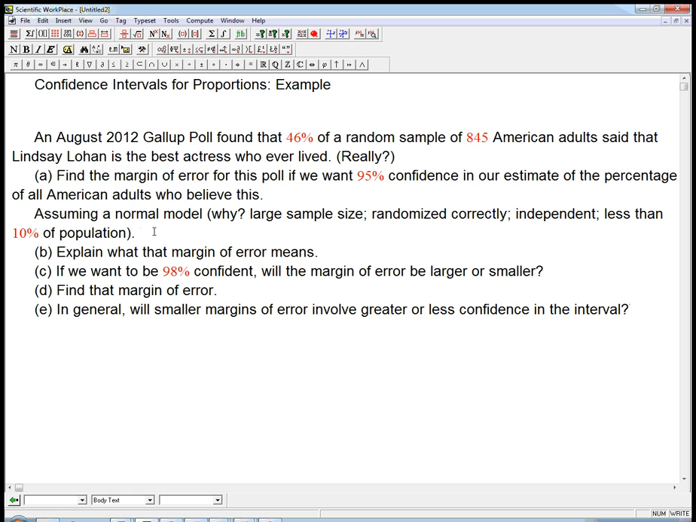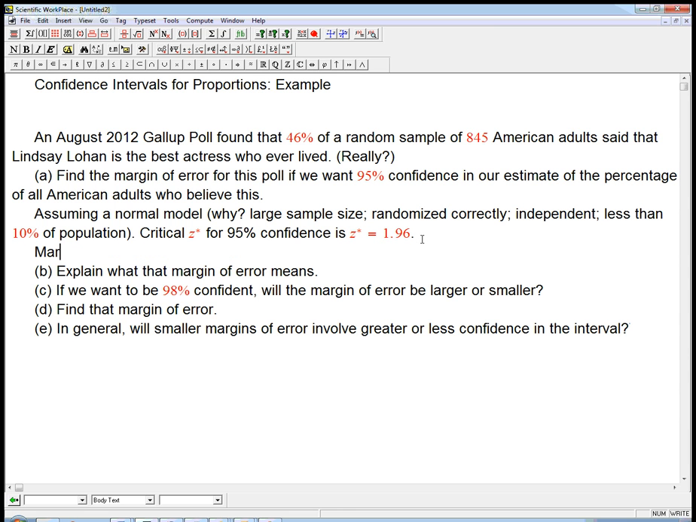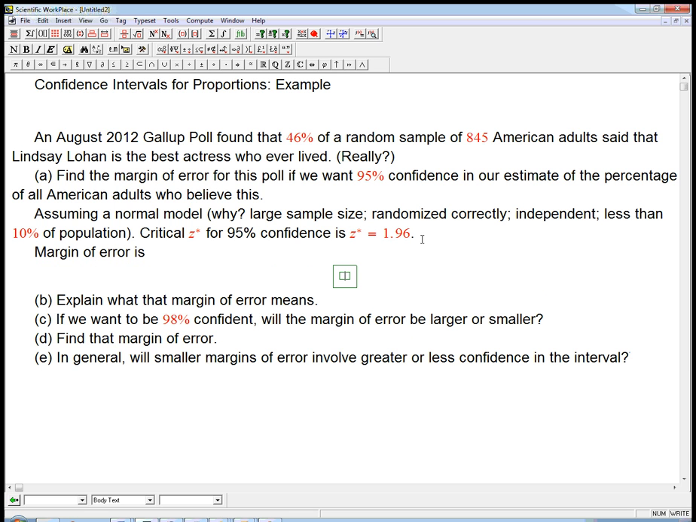And so for 95% confidence, we know the critical z-value. Critical z star for 95% confidence is z star equals 1.96, roughly 2. That comes from the 68, 95, 99.7 rule. But this is the more accurate value that we're going to use from now on most of the time. So that means that our margin of error is going to be plus or minus.